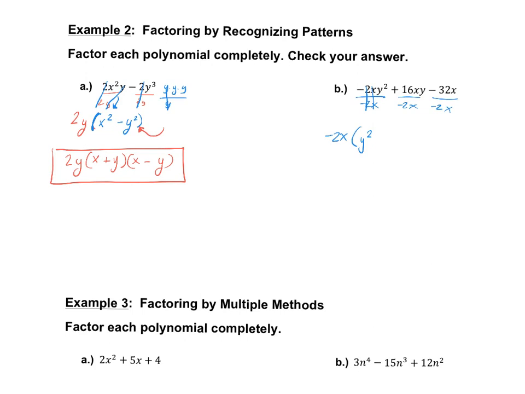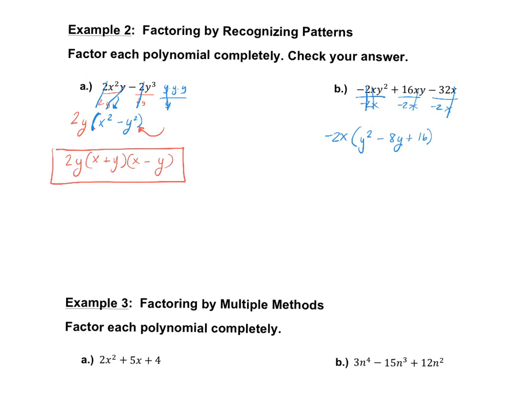For 16 divided by -2, I get -8, and the x's cancel, so -8y. And in the last one, the x's cancel, and negative divided by negative is a positive. 32 divided by 2 is 16. So this is what I'm left with at the moment, and it is a trinomial.